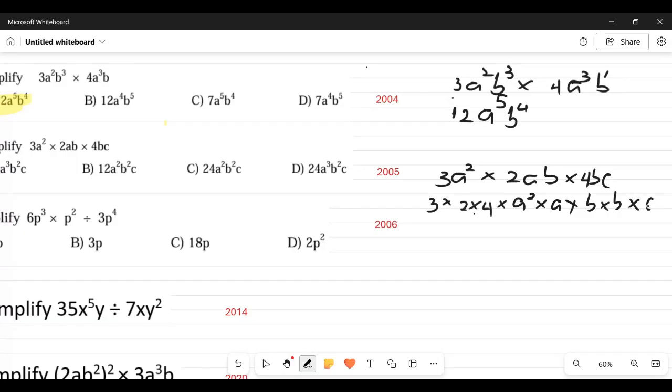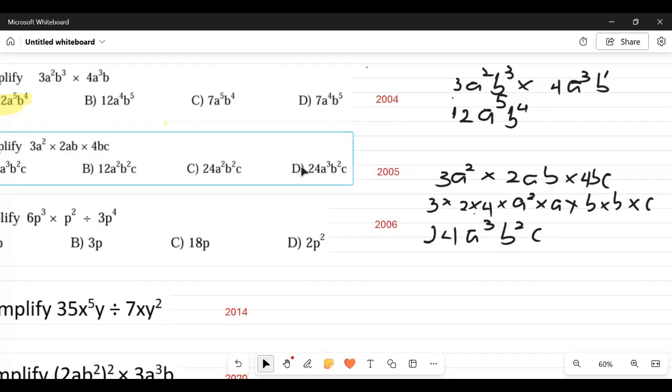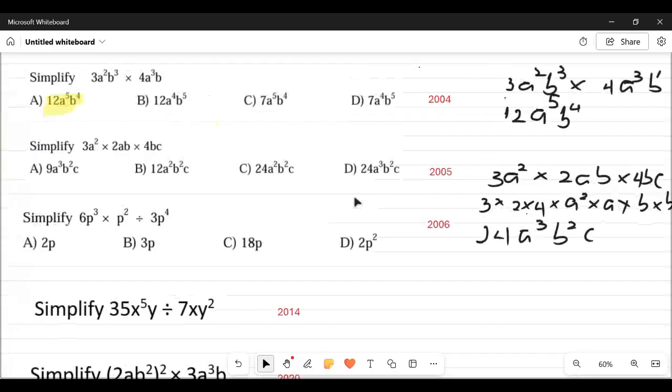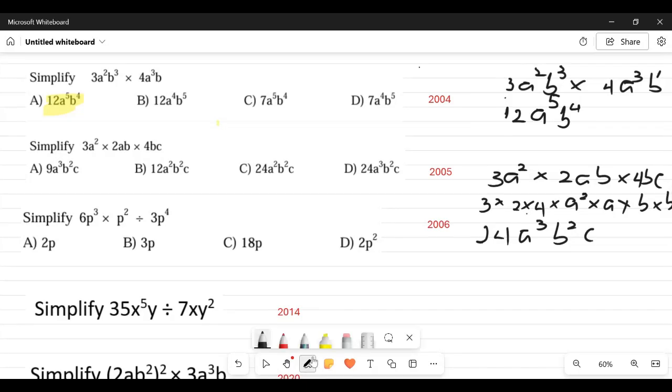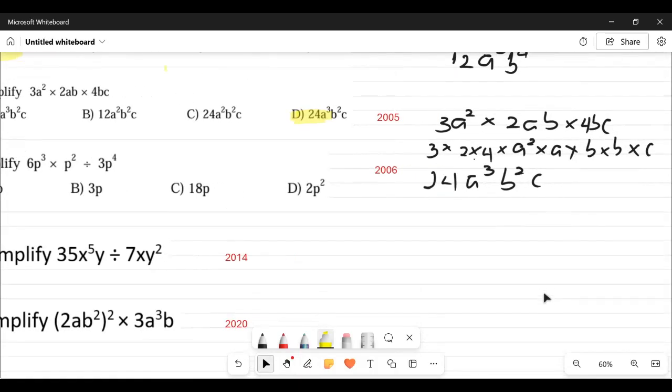and then times c. So 3 times 2 is going to be 6, times 4 is going to be 24. So a squared times a is going to be a cubed, and then we have b squared c. So 24a cubed b squared c. That will be which one? So that's D. Good. That's the option D. 2005. Let's come to 2006.